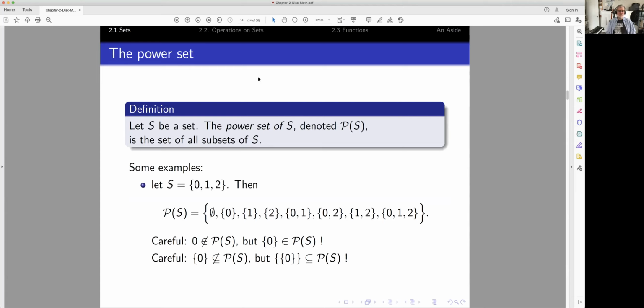All right, power set. Okay, so here we're going to start using our brain a little bit more, hopefully.